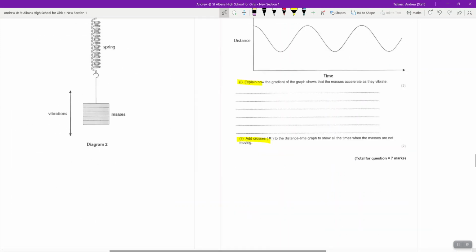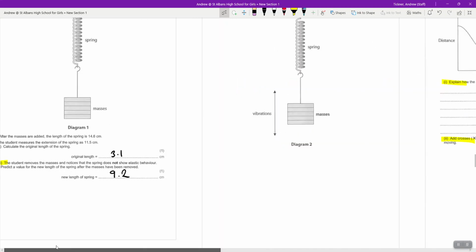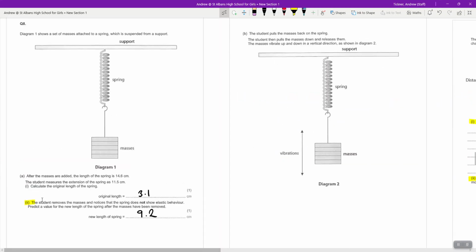Right, next one. Okay, mass on a spring. We pull the masses, we extend the spring, calculate the original length. It's just the difference between the two, 3.1 centimeters. Student then removes the masses and notices the spring does not show elastic behavior. That means it does not go back to its original length.